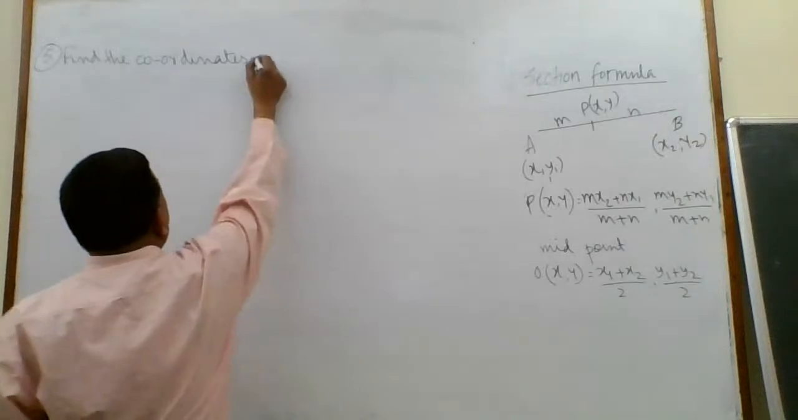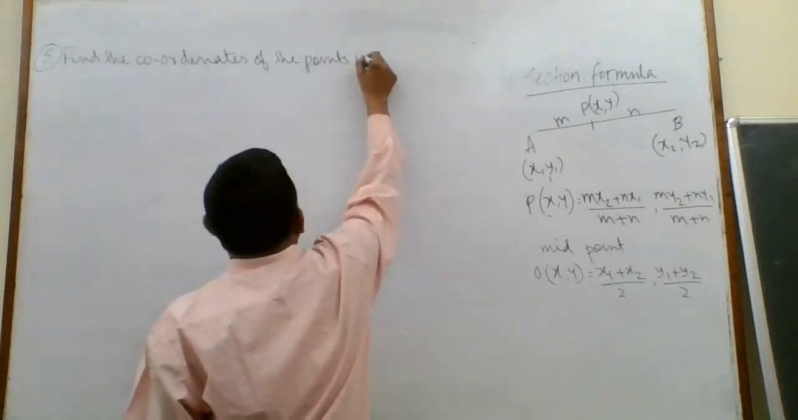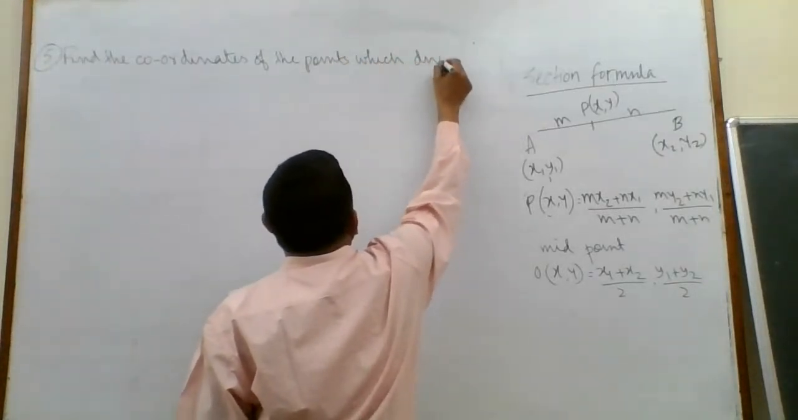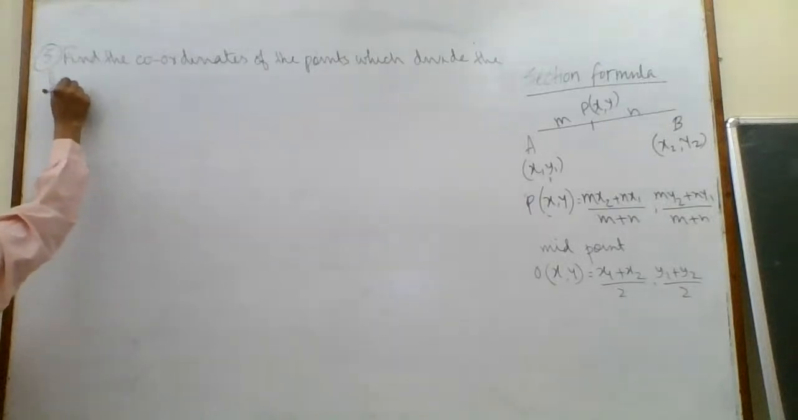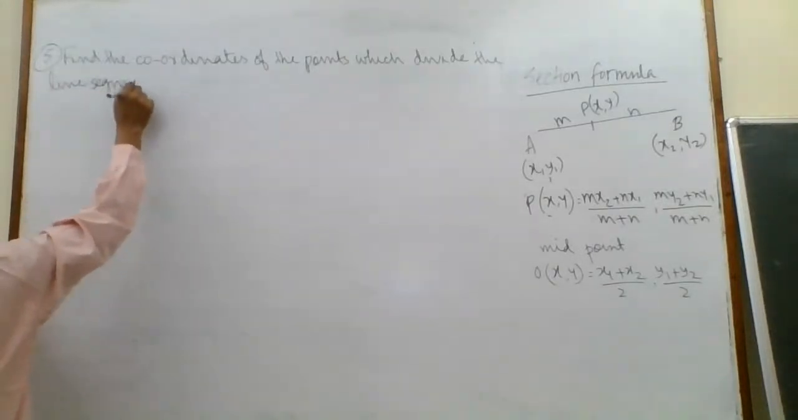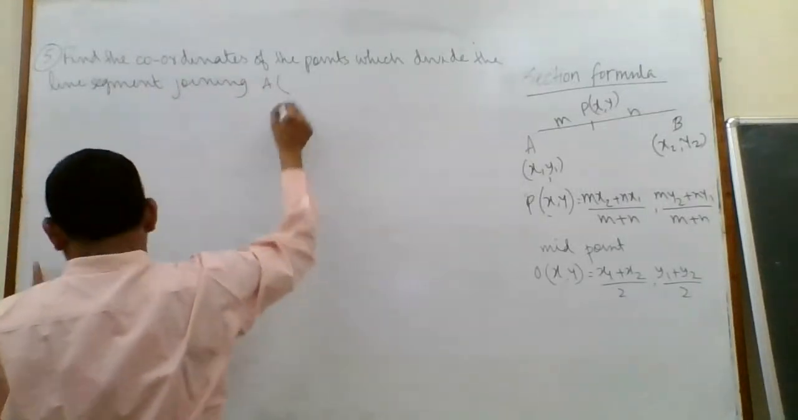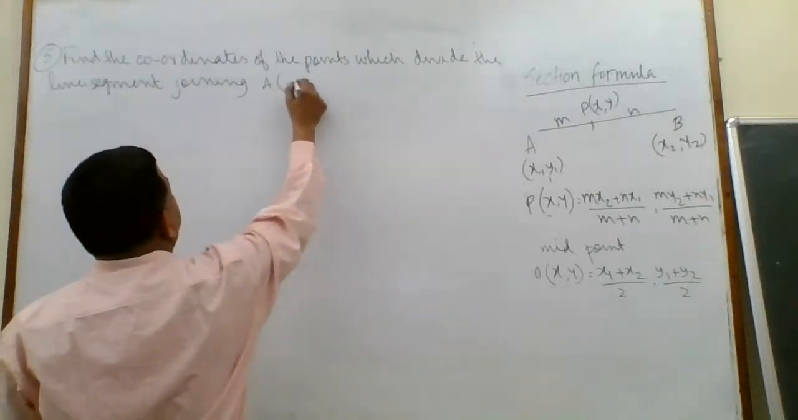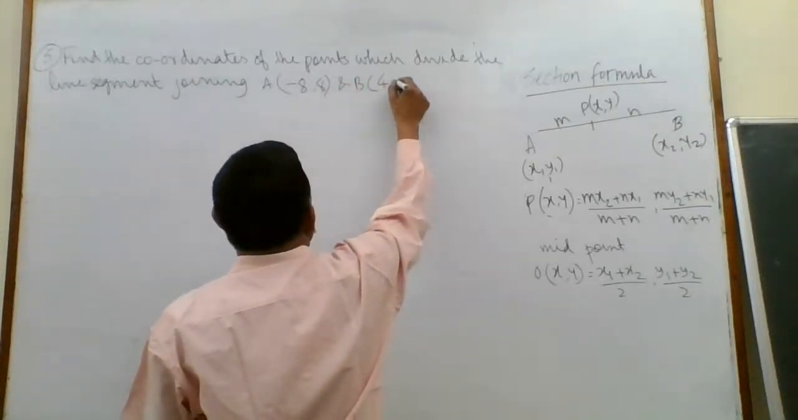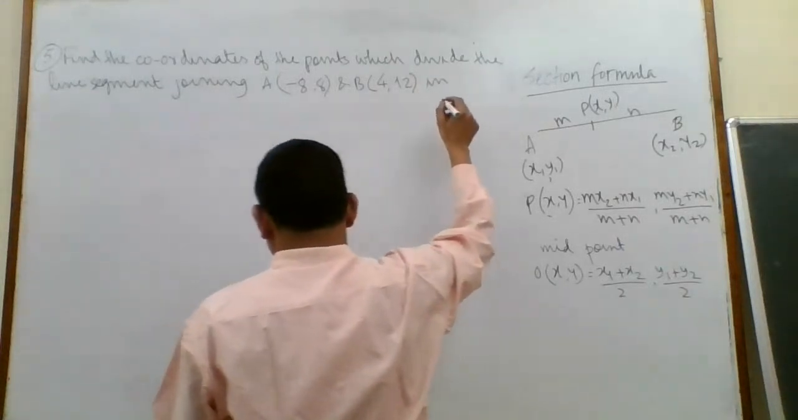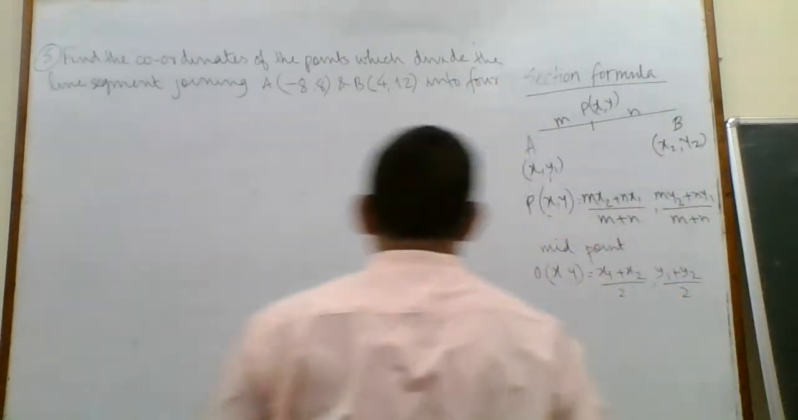Find the coordinates of the points which divide the line segment joining A minus 8 and B 4, 12 into 4 equal parts.